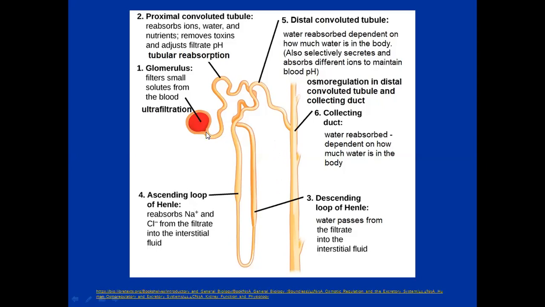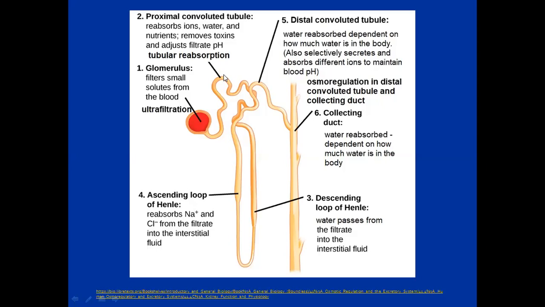Okay. Remember that a lot of those molecules are actually still useful for the body, and therefore, especially in the proximal convoluted tubule, the process of tubular reabsorption is important. That means that the useful molecules are moved from the filtrate into the blood. They actually go from the filtrate into the tissue fluid, also known as interstitial fluid, between the cells, and then into the blood.